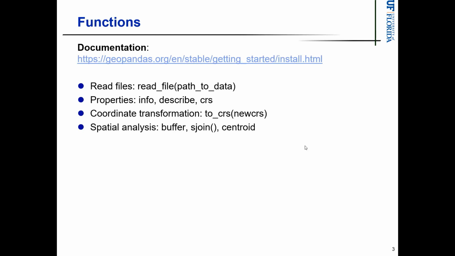For coordinate transformation, the method to_crs and passing of the new CRS are used to convert coordinates to a new coordinate reference system. And for spatial analysis, we'd use the buffer method and sjoin. And of course, to calculate the centroid of, let's say, a polygon, we'll use the .centroid method.